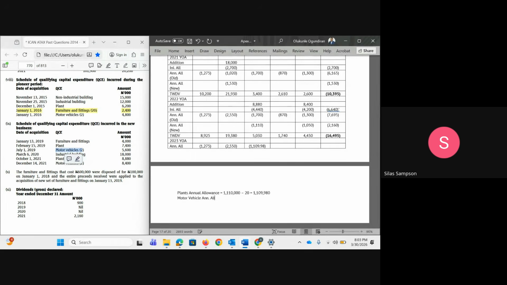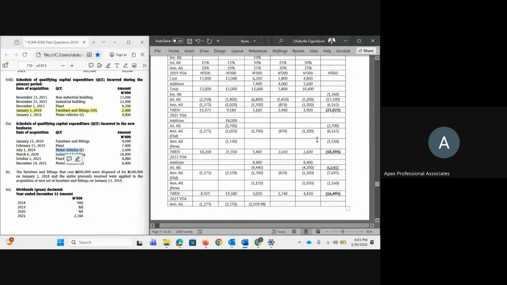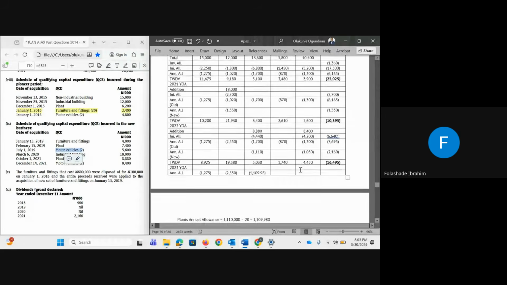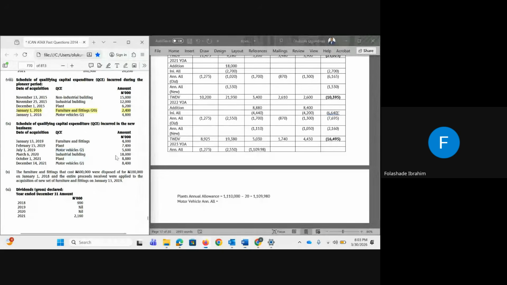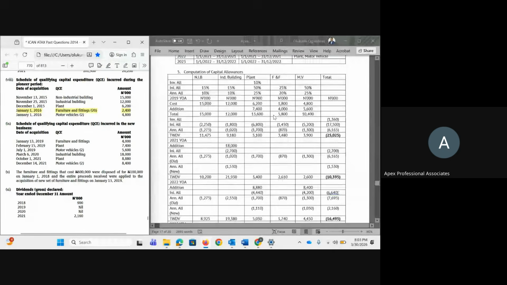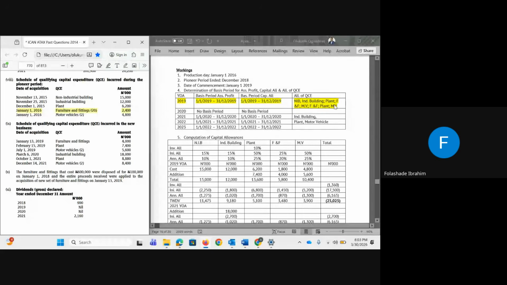So I have a question. Wait, hold on a minute, so that I don't lose out on that. So what's my annual allowance? No, the second motor vehicle should be in 2021. No, it's still in 2019. Let's check our allocation. No, it's 2022. Remember, you've done your allocation.